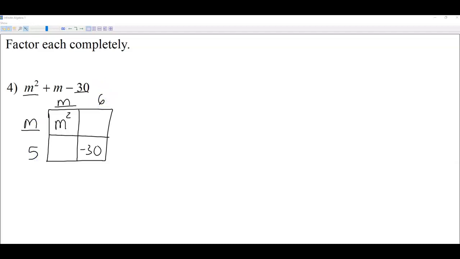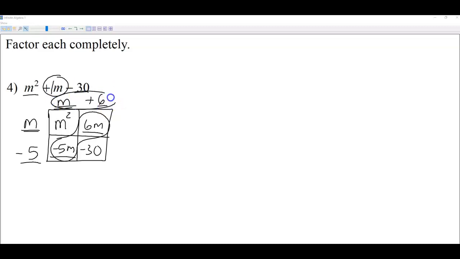And it could also be 3 and 10 or 30 and 1 maybe, but it's only going to be one of them. You have to figure out which one actually works. Notice also it's negative 30, so one of these has to be negative. So I'm going to go ahead and make this the negative and this is positive. And what we do is we fill in the box to see if we got it right. So here is 6 times m, which is 6m. And then here is negative 5 times m, which is negative 5m. And we know we're right if these 2 terms here add up to make the middle number, which they do. 6 minus 5 is 1. So we've done it correctly.